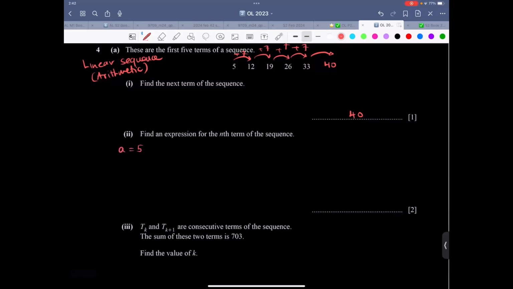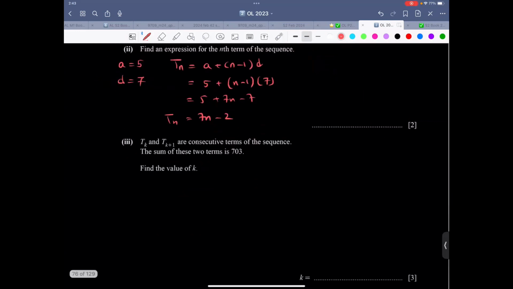First term is 5. Common difference is the value by which it's increasing, that is 7. And the formula is Tn equals a plus (n minus 1) times d. That is 5 plus (n minus 1) times 7. This is 5 plus 7n minus 7. This is 7n minus 2. That is Tn. That's the nth term.